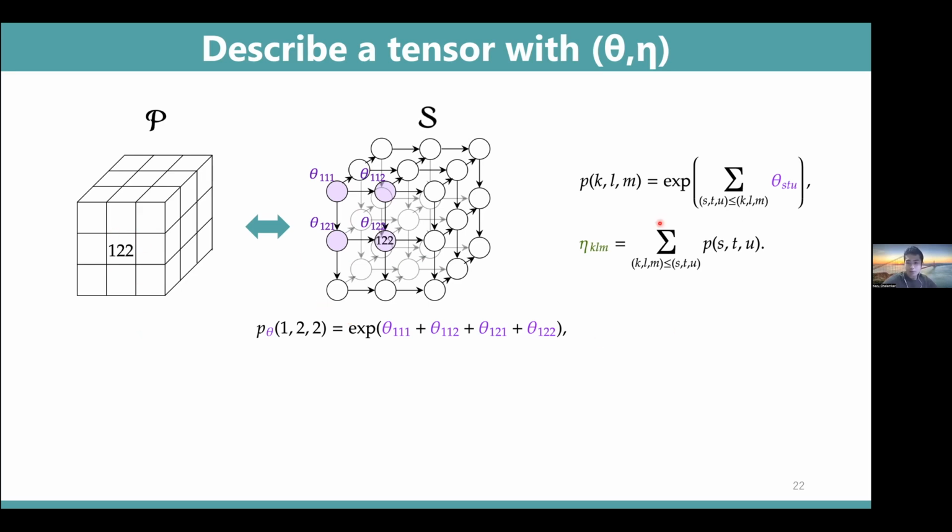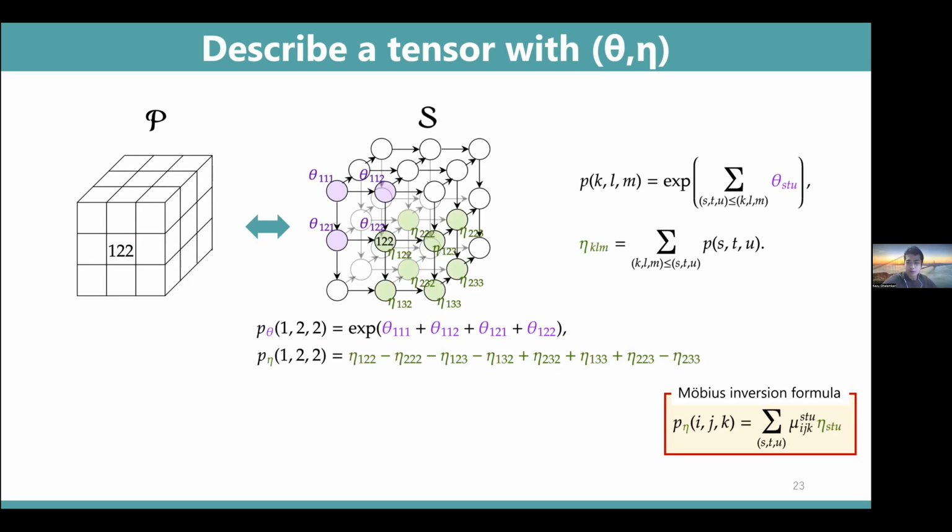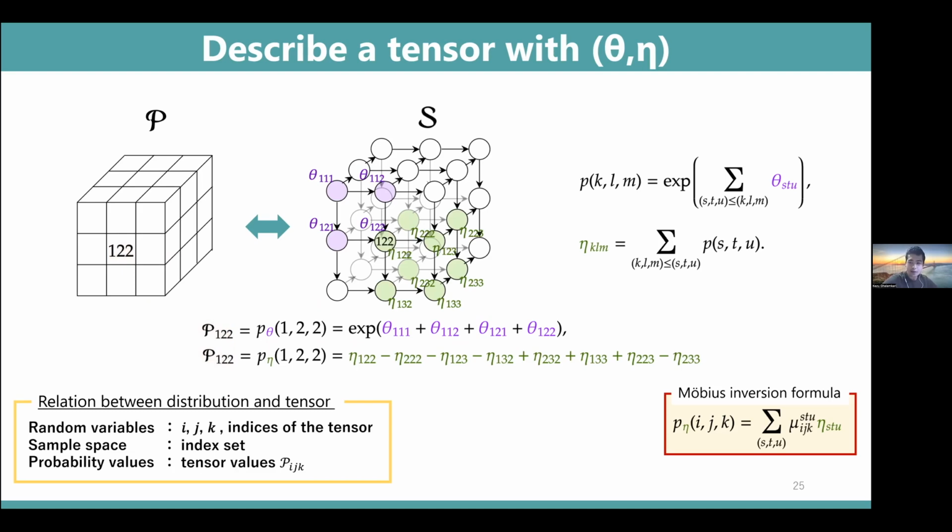By the definition of the model, P122 can be described in this form using the natural parameters which are smaller than or equal to 1, 2, 2. We can also describe P122 with the eta parameter. Theta and eta are identified such that the value of P122 becomes the value of the tensor at 1, 2, 2. This is a mapping from a tensor to a distribution. We regard a tensor as a joint distribution where the value of each element is the probability of realizing its index. The index corresponds to random variables, and the index set is the sample space.